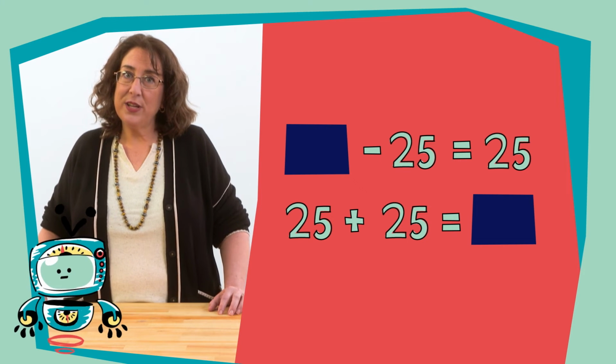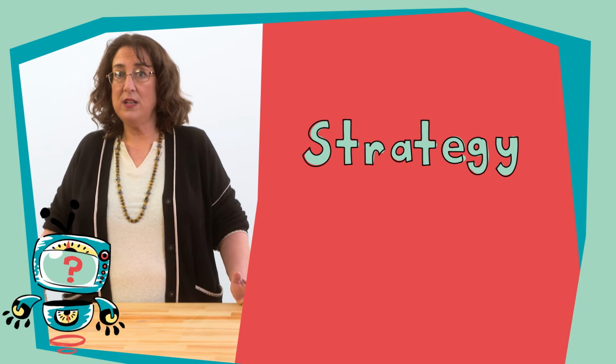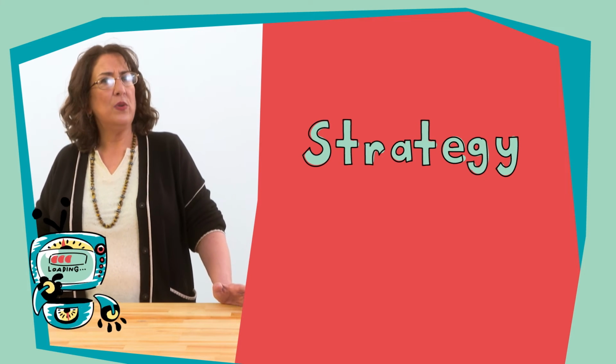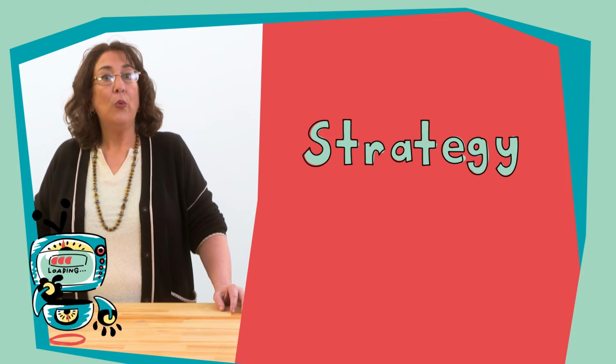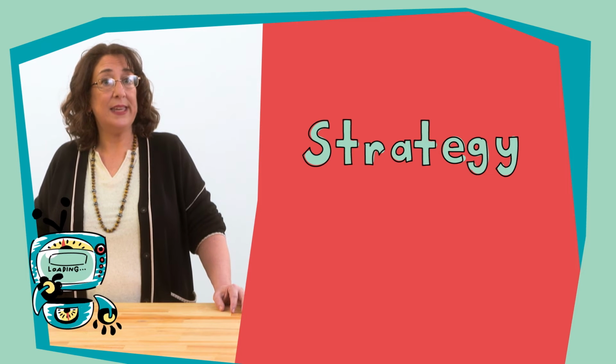Now that we have an equation, is there a strategy that we can use to solve for this unknown number? How can we find the total? We want to know how many fish total were in the pond in the beginning.